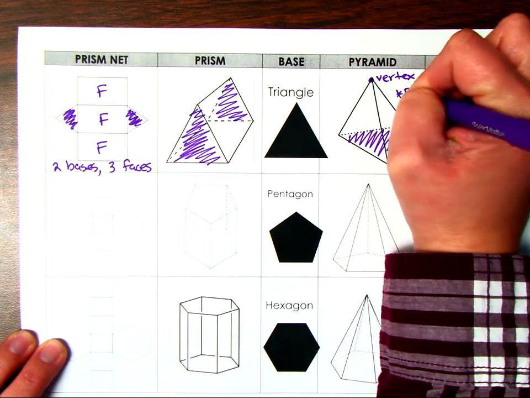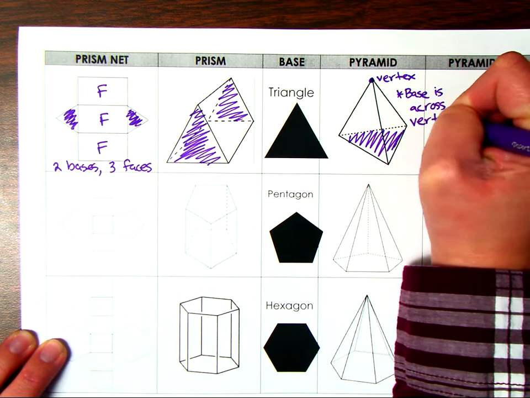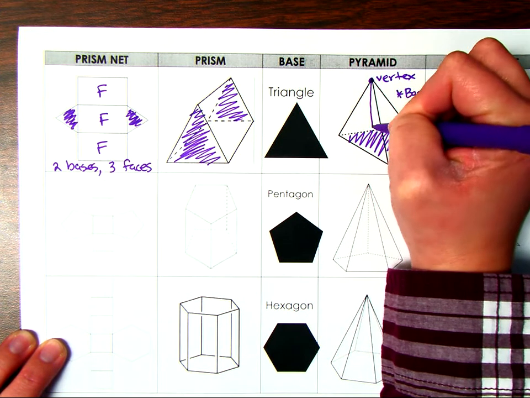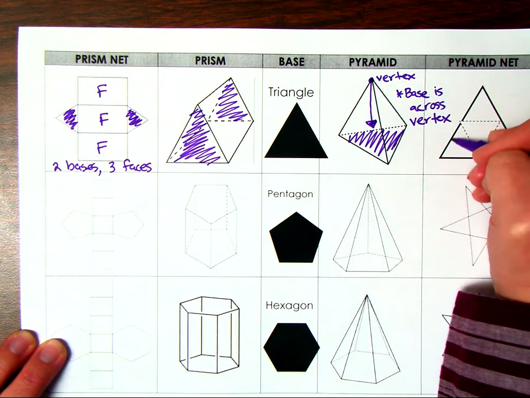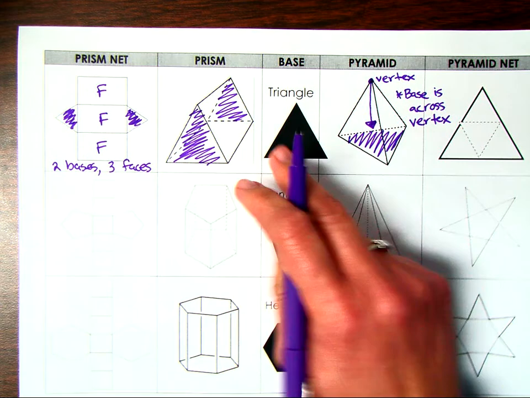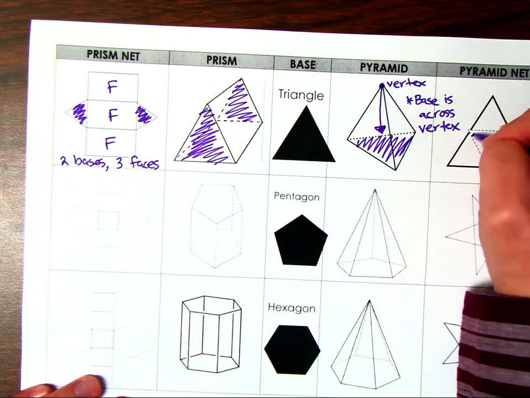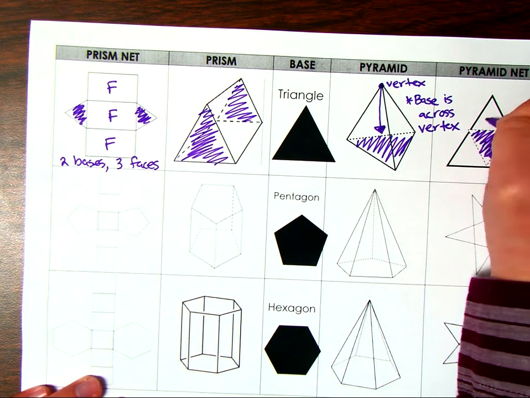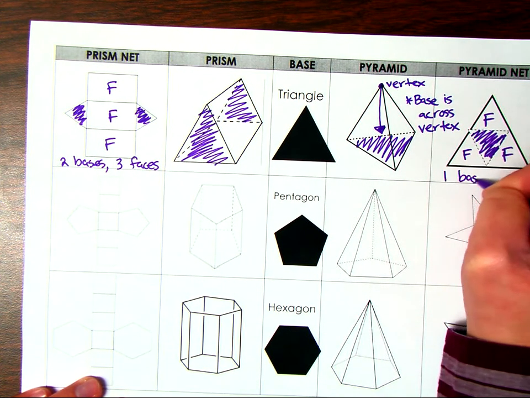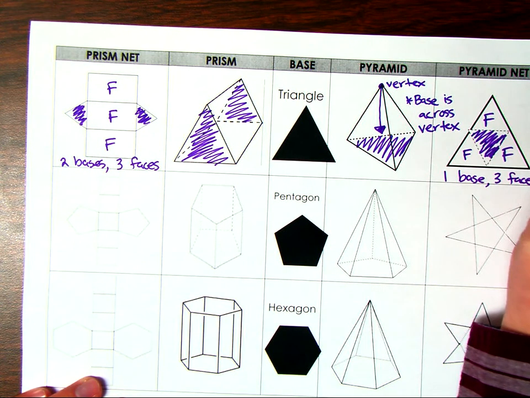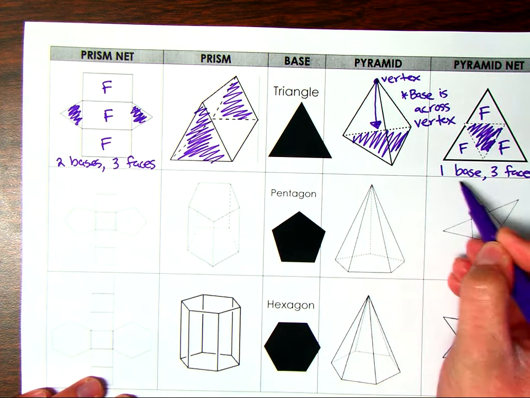So let's write that note. Base is across vertex. Okay, so if you see your vertex and you draw an arrow down, that triangle right there is going to be your base. And again, yes, we have all triangles, and we're like, okay, well, which triangle is the base? Well, if you think back at these pictures, your base was always in the middle. So this is going to be your base, and then these are your faces. Okay, so this one has one base and three faces. So let's think about that. Two bases and three faces. One base and three faces.